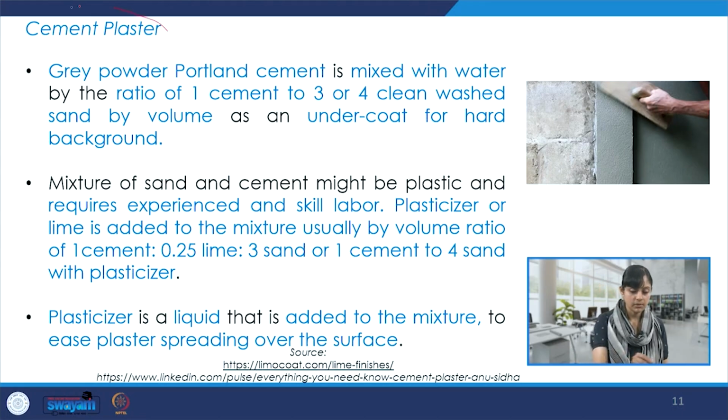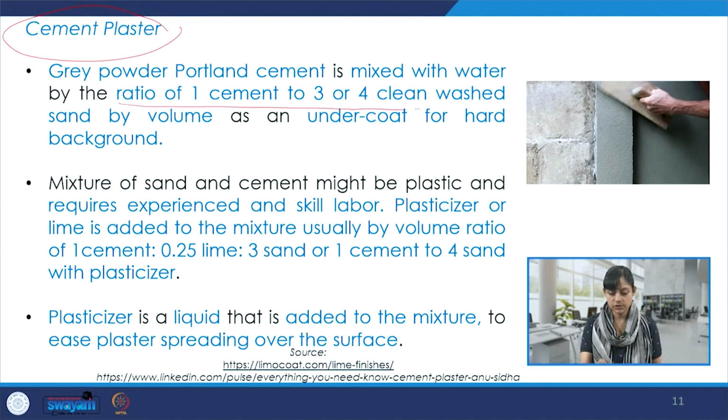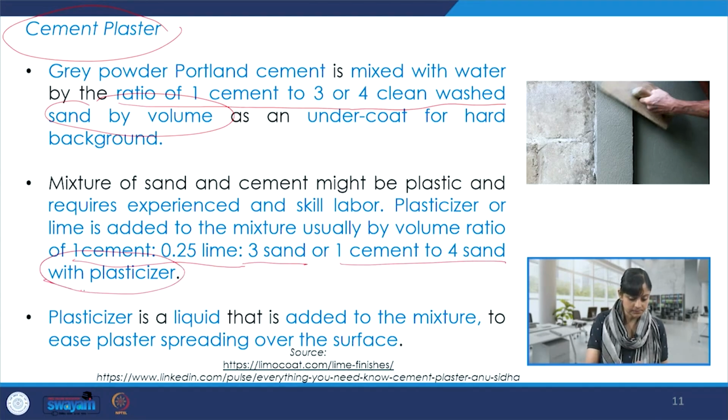Coming to the cement plaster, which is quite common these days, it's a grey powder Portland cement which is mixed with water, the ratio of 1 cement to 3 or 4 clean wash sand by volume, and it can be used as an undercoat for hard background. And the mixture of sand and cement may require a plasticizer. So plasticizer or lime is added to the mixture usually by volume ratio of 1 cement to 0.25 lime to 3 sand, or 1 cement to 4 sand with plasticizer.